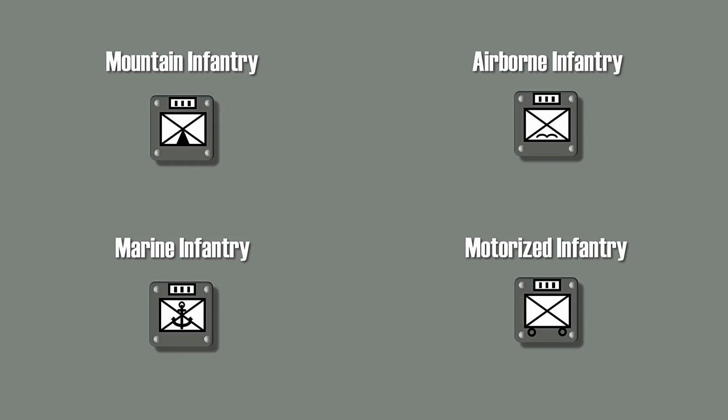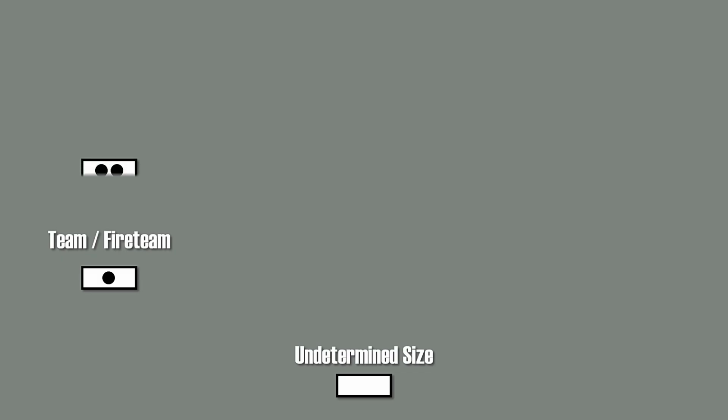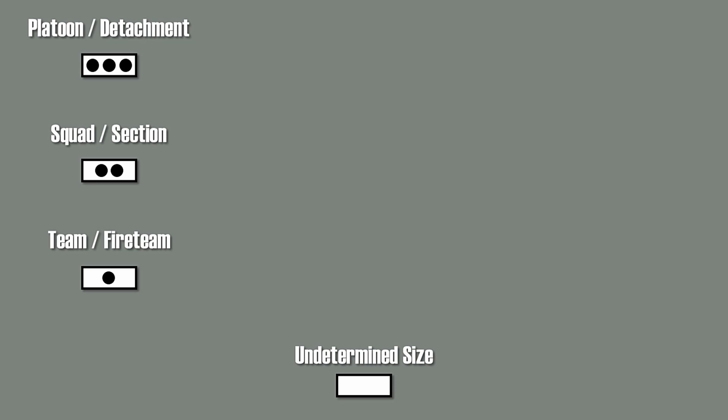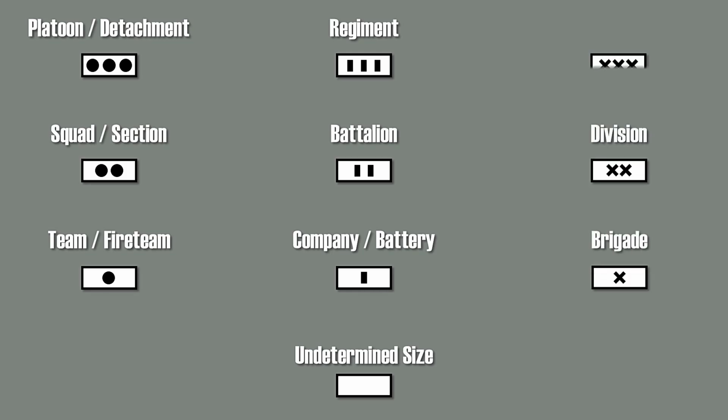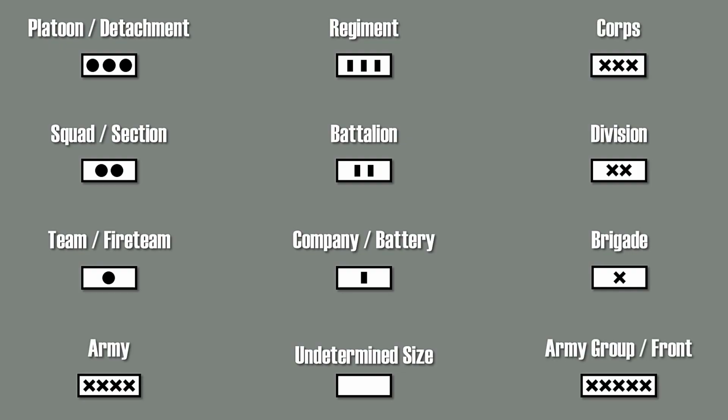Now finally, the indicator at the top indicates the size of the unit. If there's no indicator there, it means the unit is of undetermined size. If it is just one dot, it is a team or fire team. Two dots mean a squad or section, three dots a platoon or detachment, whereas one vertical line is a company, or if it's an artillery unit, it's called a battery. Two lines mean a battalion, three lines a regiment. Next up is a brigade, which has one X, two X are a division, and three X a corps. Four X an army, five X an army group, or in case of the Russians, a front.